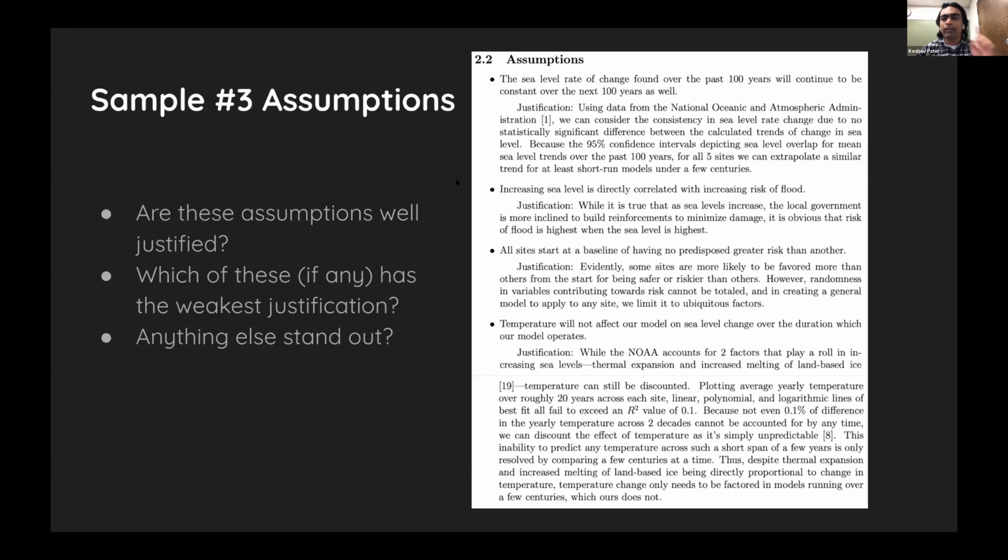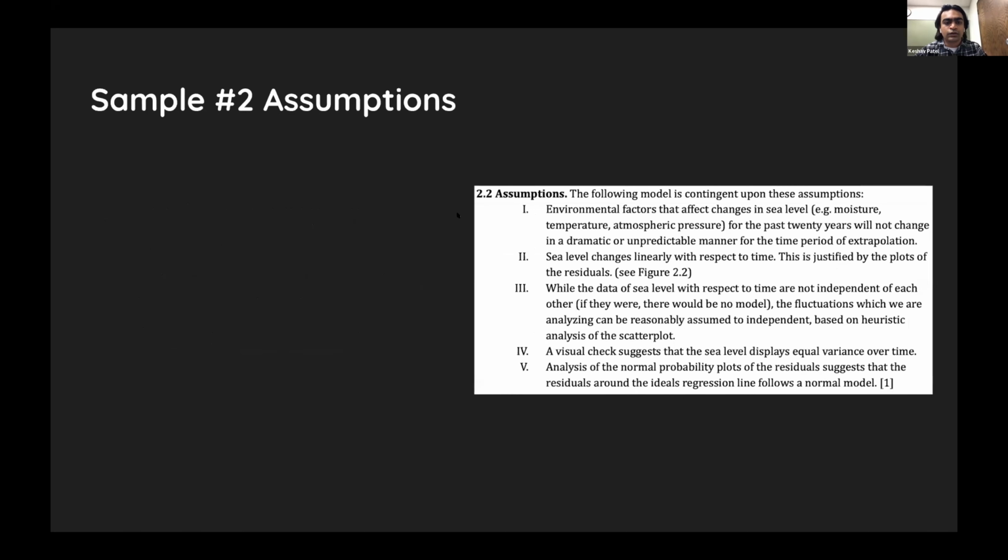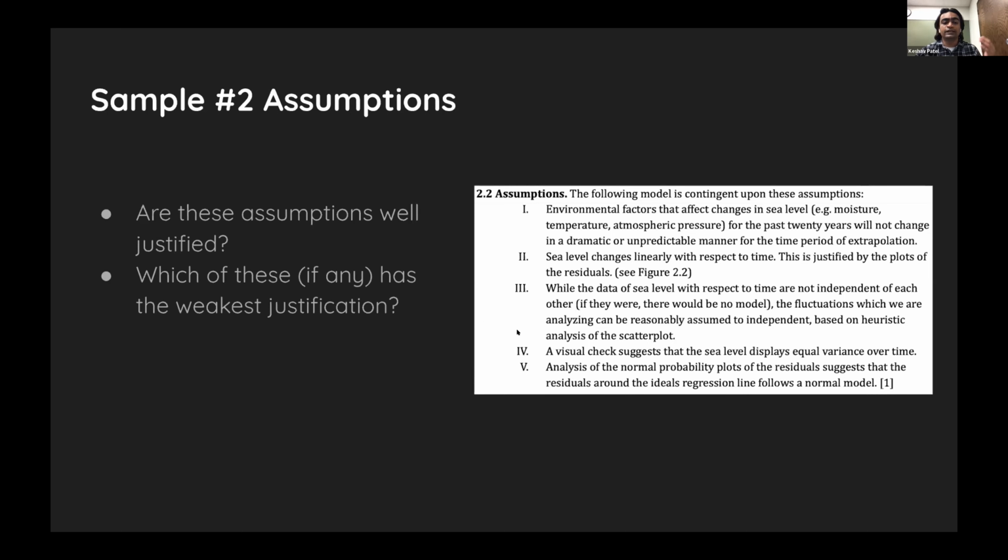Okay. I'm going to do one more round of these assumptions. So these, a little bit less writing, a little bit less reading. Hopefully this is a little bit easier on you all, but I'm going to again ask the exact same questions. Are these assumptions well justified? And which of these, if any, has the weakest justification? And then for completeness' sake, does anything else stand out between this set of assumptions and the previous two that we've already seen? I'll give you all maybe like 2.5 minutes.